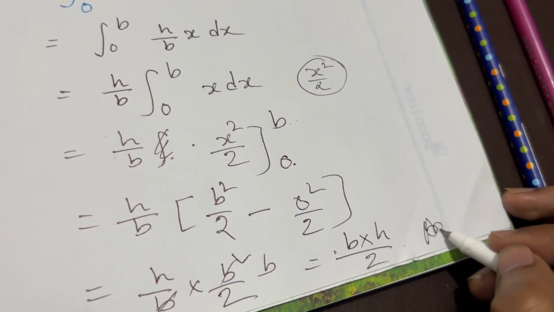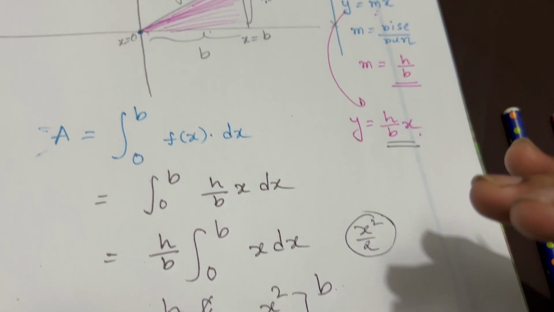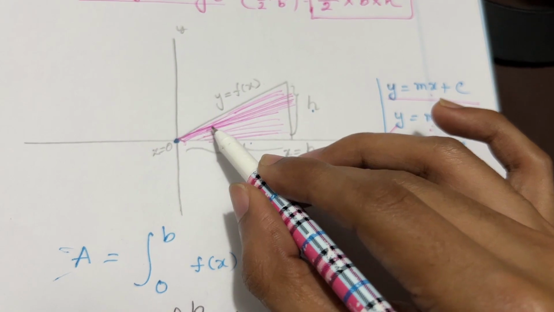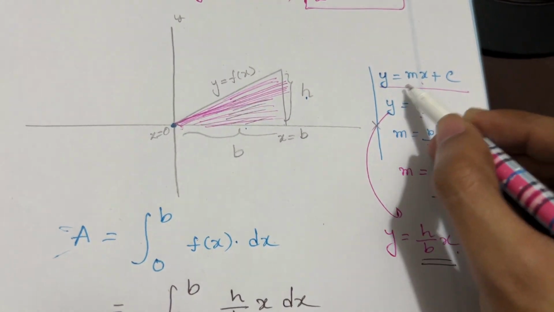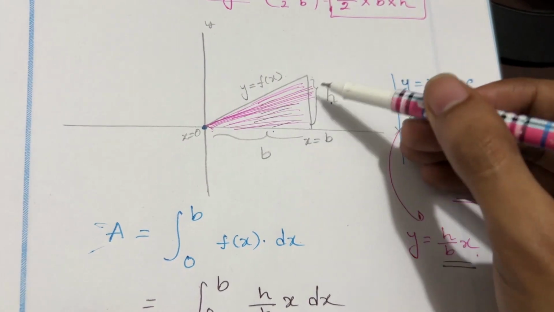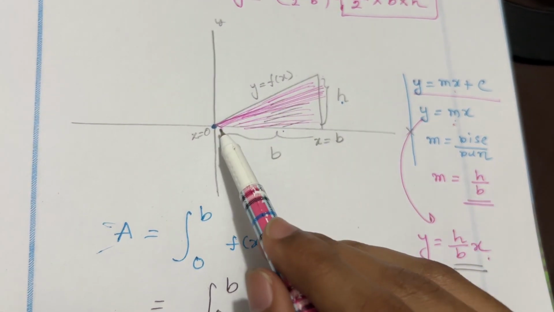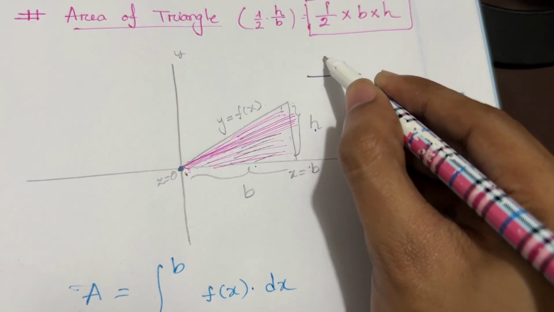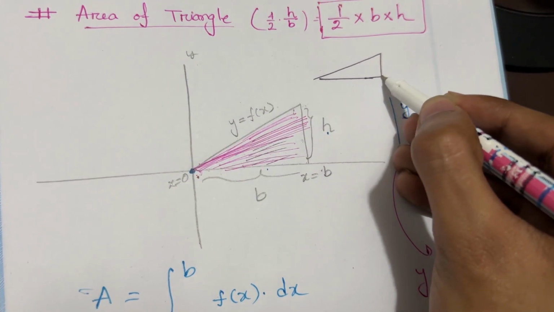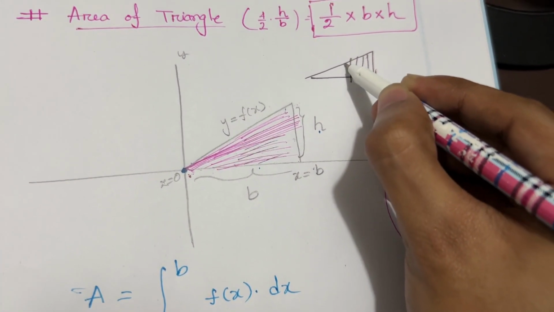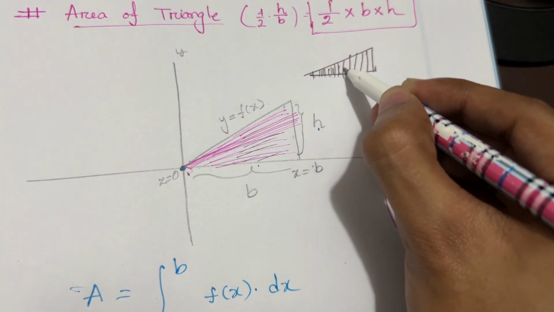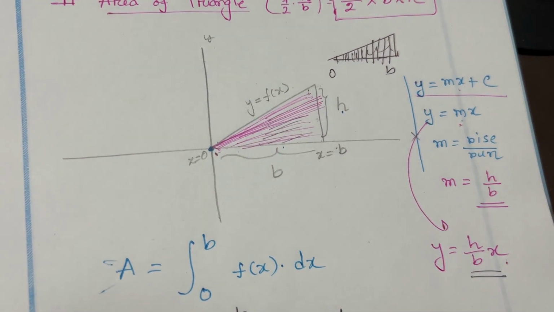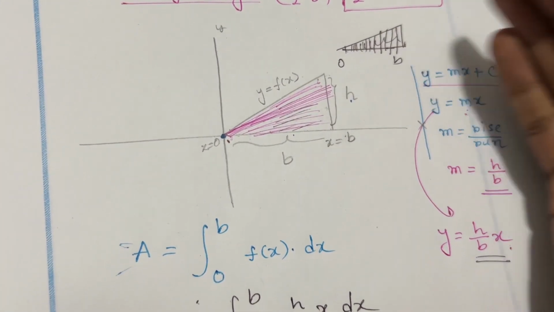This is our answer. So this is how we find the area of this triangle using this simple straight line equation. Because when we are adding all the straight lines, we are just adding all the straight lines from here to here, okay, from 0 to b. So they are all straight lines. There is another method: if you take this triangle and add all of the straight lines from 0 to b, you can also get a similar result. Okay, so this is the same concept here.